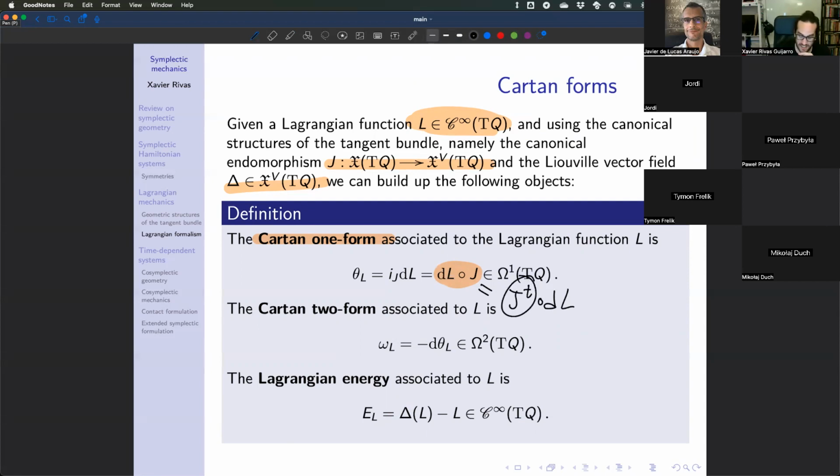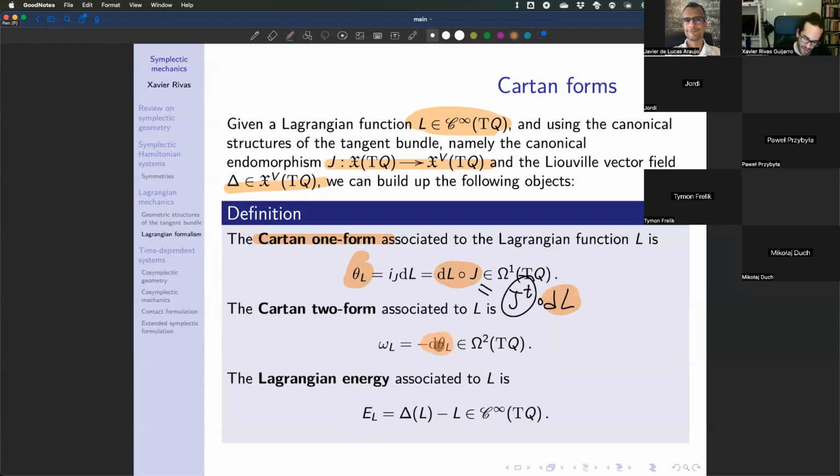This transpose is just the following: J is a (1,1) tensor, so if you transpose it, you obtain a (1,1) tensor, but the other way around. So you can build this one-form just by transforming the differential of the Lagrangian with the canonical endomorphism, well, with the transpose of the canonical endomorphism J.